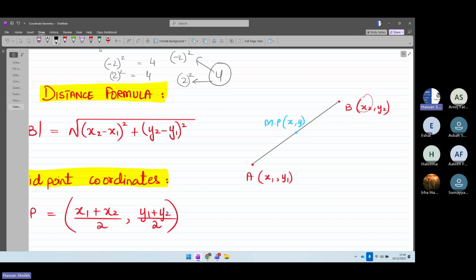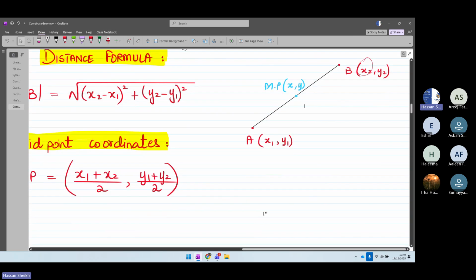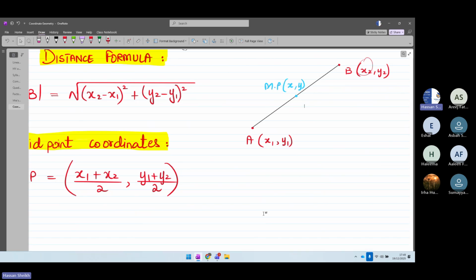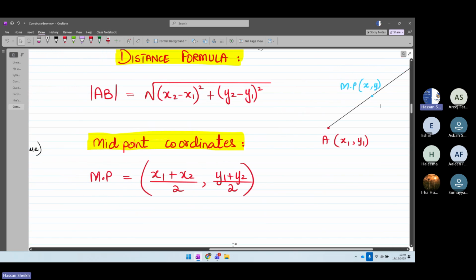So the midpoint formula is very easy. Just add up the x coordinates and divide them by 2, and then add up the y coordinates and then divide them by 2, because it's the midpoint. That's why we are dividing by 2. And remember, this is a coordinate formula, so that's why we write it in coordinate form.